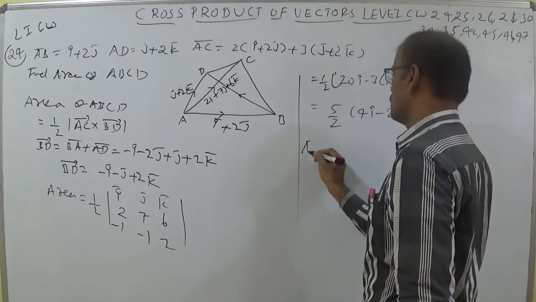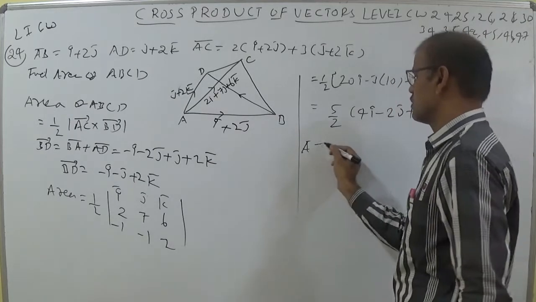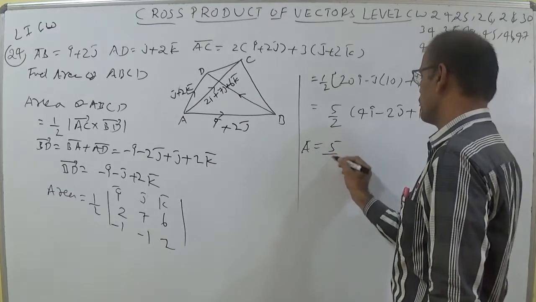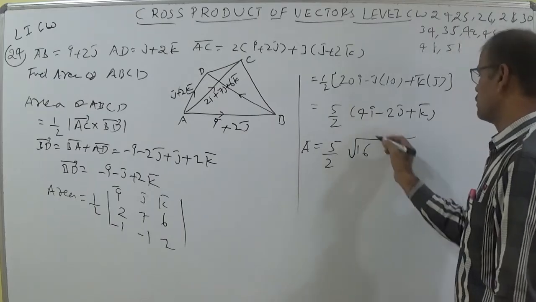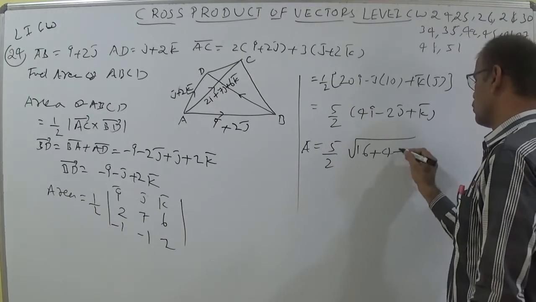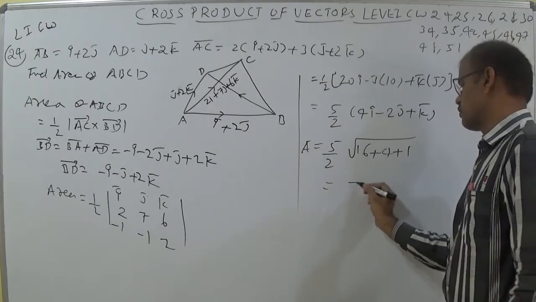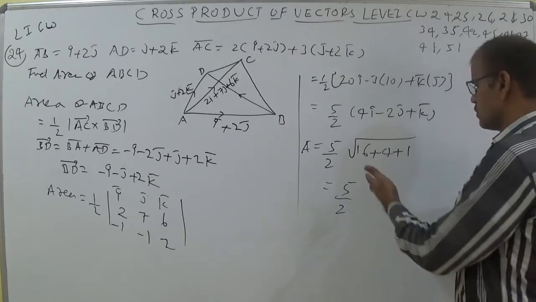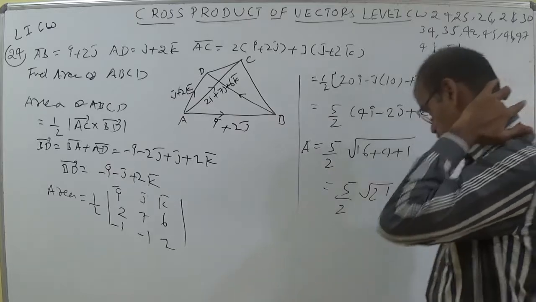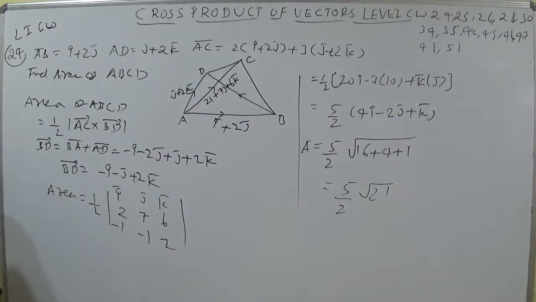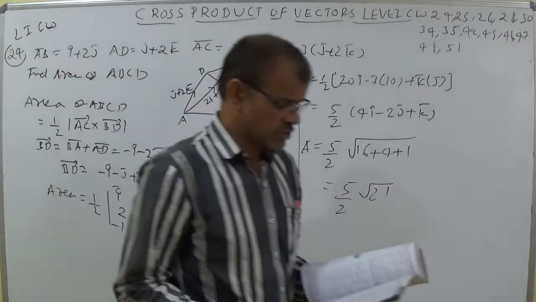So this is the vector area, students. If we need the simple area, you can write the magnitude: 5 by 2 into the square root of 16 plus 4 plus 1. So 5 by 2 into, what is 16 plus 4 plus 1? This is root 21. So 5 by 2 into root 21 by 2. Here it is given as the first option.